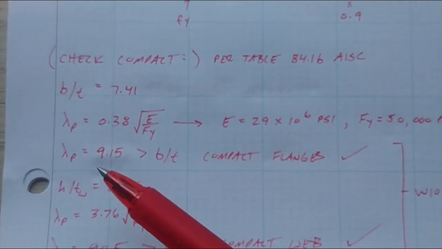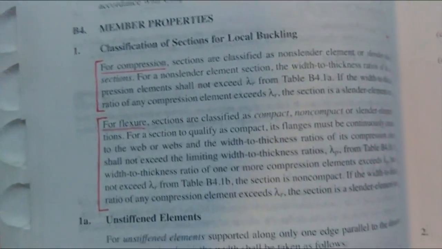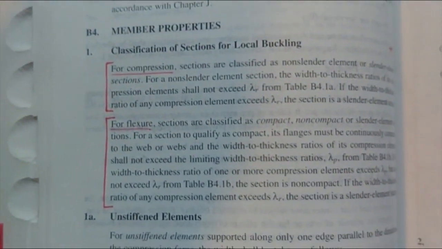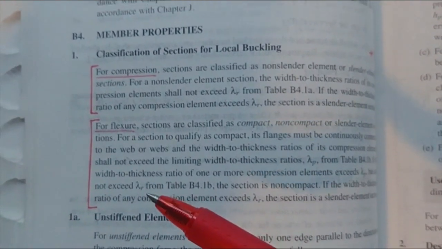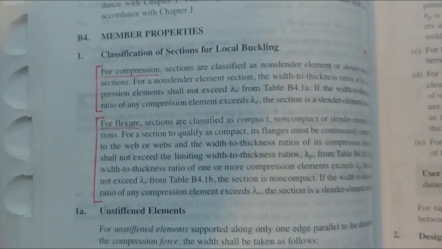That comes out to 9.15. And now, if we go back, I'm going to step through everything with you. So go back one page. For flexure, so this is member properties.